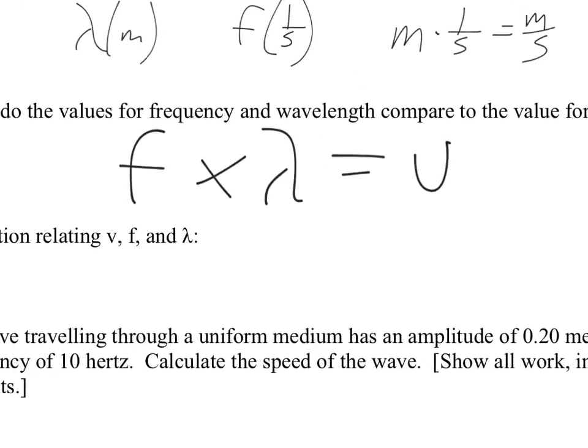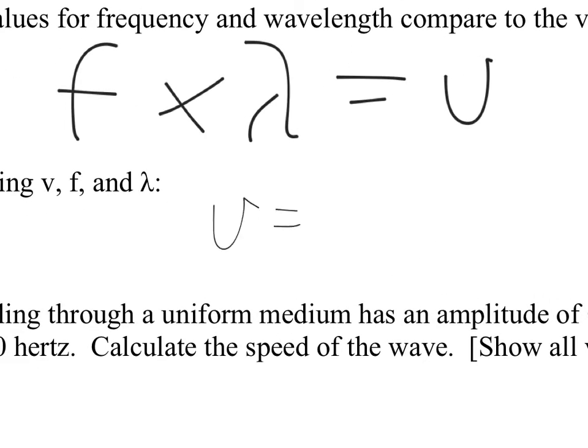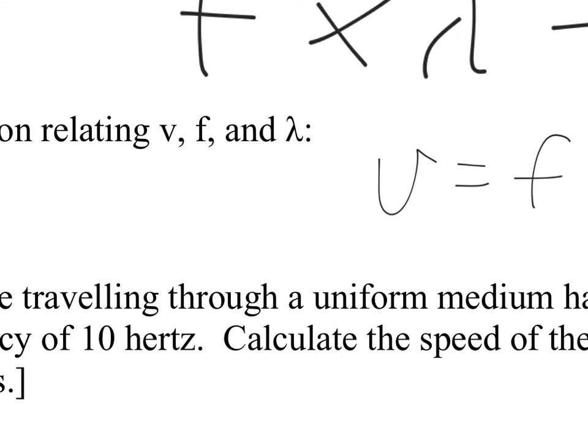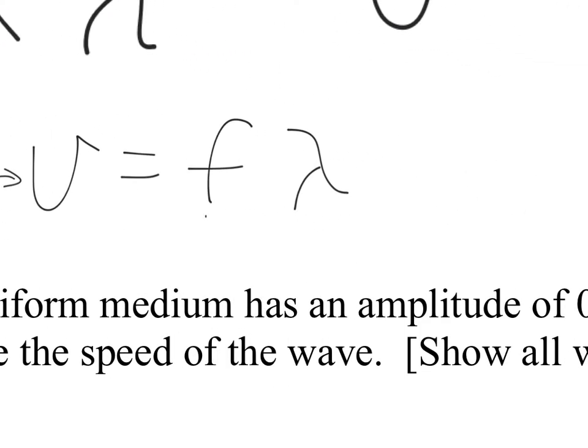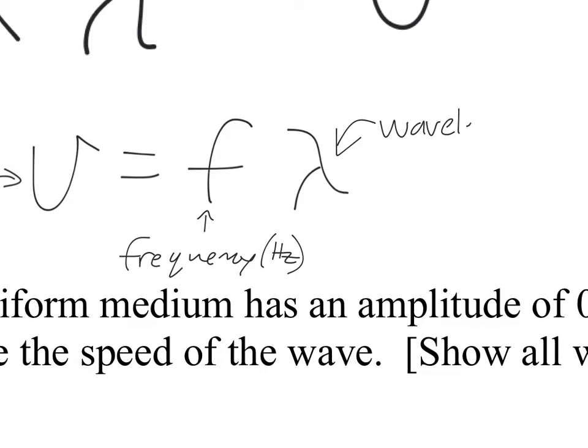And just writing down our equation again one last time, v equals f lambda. This is how it shows up on your equation sheet. So again, v is velocity in meters per second. f is frequency in hertz. Remember, hertz is equal to 1 over seconds as well. And lambda is wavelength, and that has to be in meters.